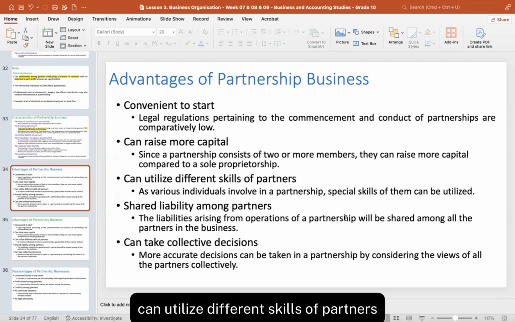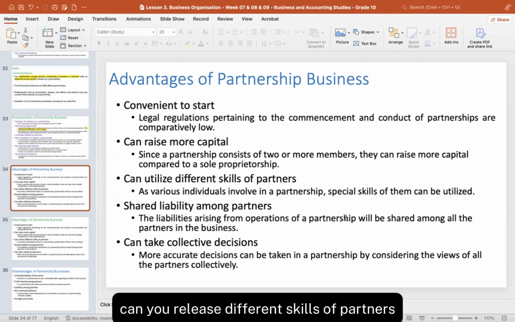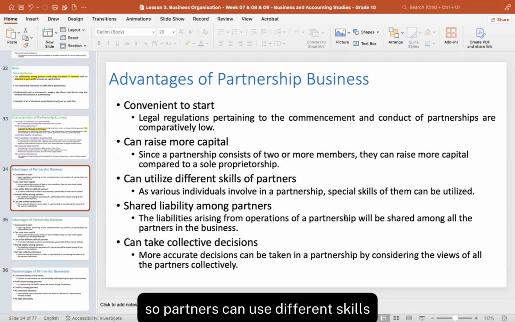They can utilize different skills of partners. So partners can use different skills.